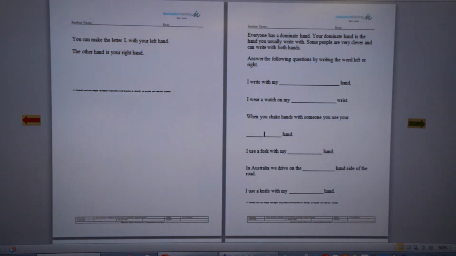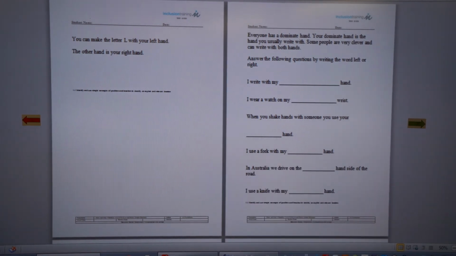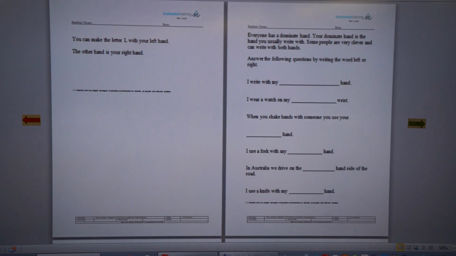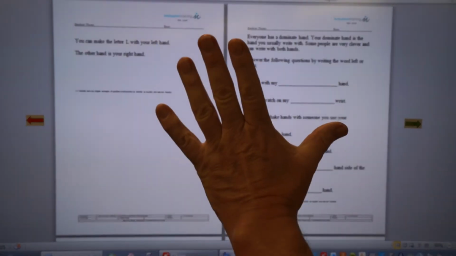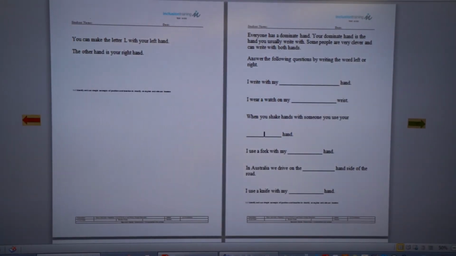In Australia, we drive on the right side of the road or the left side of the road. Some countries drive on the left, some countries drive on the right. Which side do we drive on in Australia? Finally, I use my knife with my right hand or my left hand? Which hand do you use your knife in? Okay, I'm going to pause the video while you answer these questions.